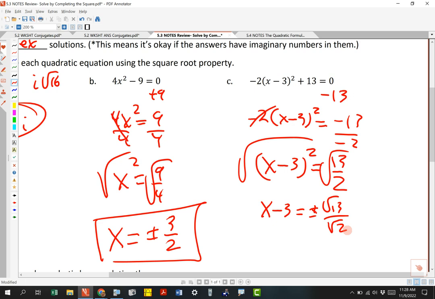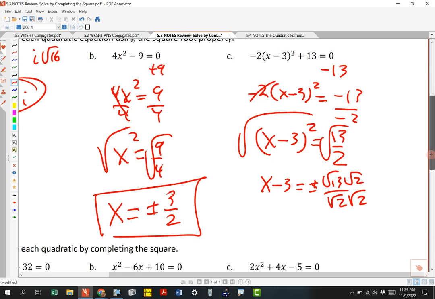Rationalize the denominator. When we rationalize the denominator, that sounds like a funky explanation, but what it means is make the denominator a nice number. So I need another radical 2 down there, so I have a pair of 2's. So this is going to be x minus 3 equals plus or minus radical 26 over 2. And then I just move the 3 over there to join those. So here's what I get. I get x equals 3 plus or minus radical 26 over 2.